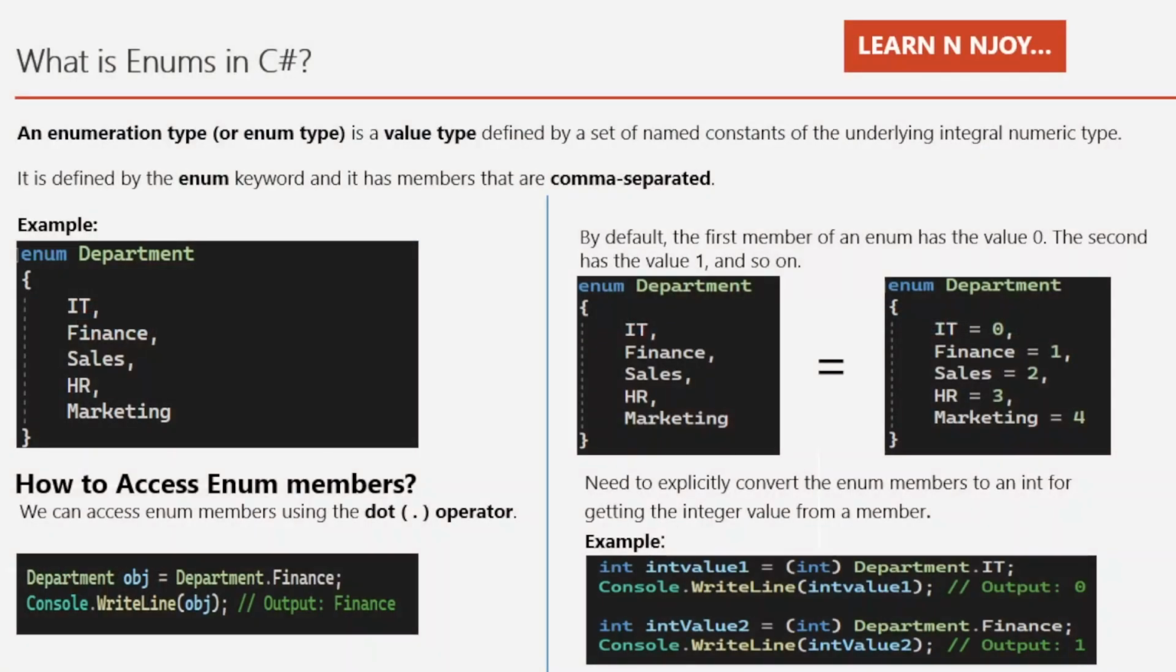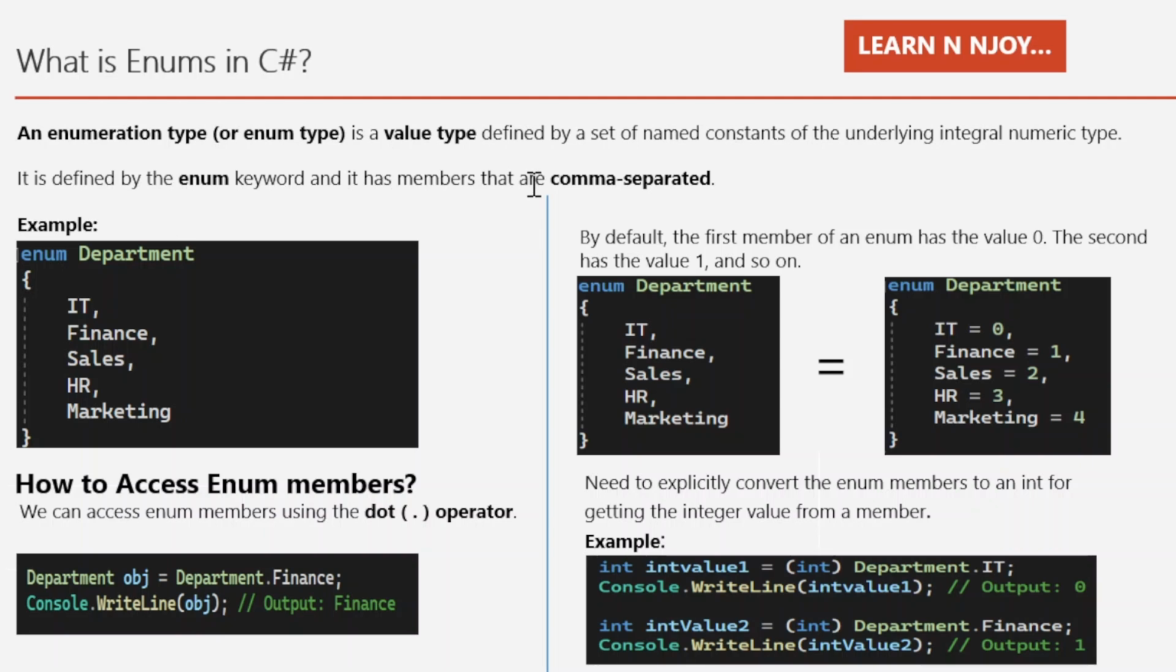What are enums in C Sharp? An enumeration type, which is also known as enum type, is a value type defined by a set of named constants of the underlying integral numeric type. It is defined by the enum keyword and it has members that are comma separated.